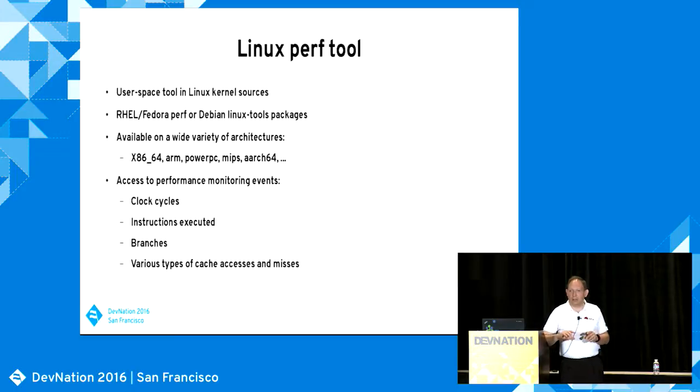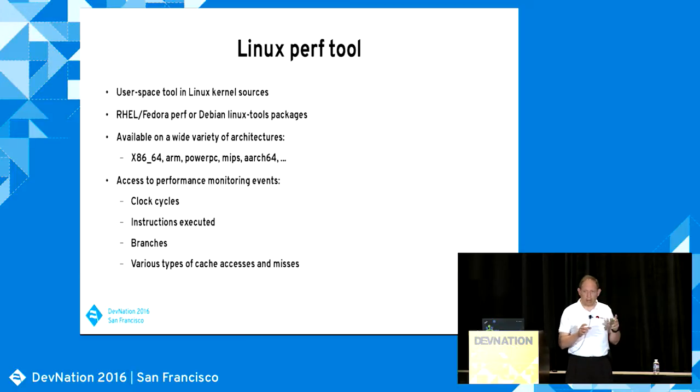Okay, so this is a tool which is built from the Linux kernel sources. It's available in Red Hat Enterprise Linux, Fedora. If you're running Debian, Linux tools is the package. So it's available on a number of different systems. It's also available for a wide variety of architectures. I just listed some, but if you're running on RHEL, it's available on all the Red Hat Enterprise Linux platforms. And what this does is it provides access to these performance monitoring events.